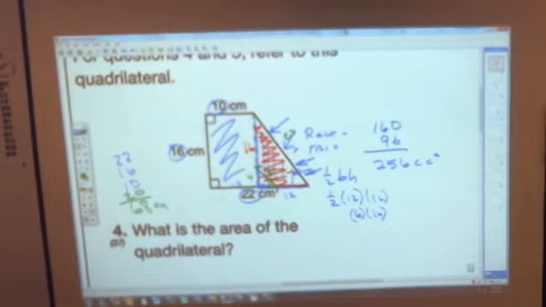Guarantee tomorrow's test can have that same problem on there. I don't know why. I mean, it's not exactly the same, but it's solved the same way, CJ.